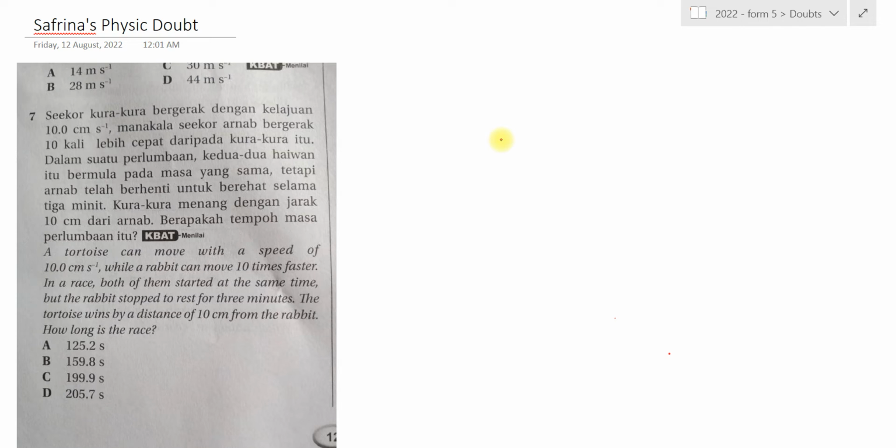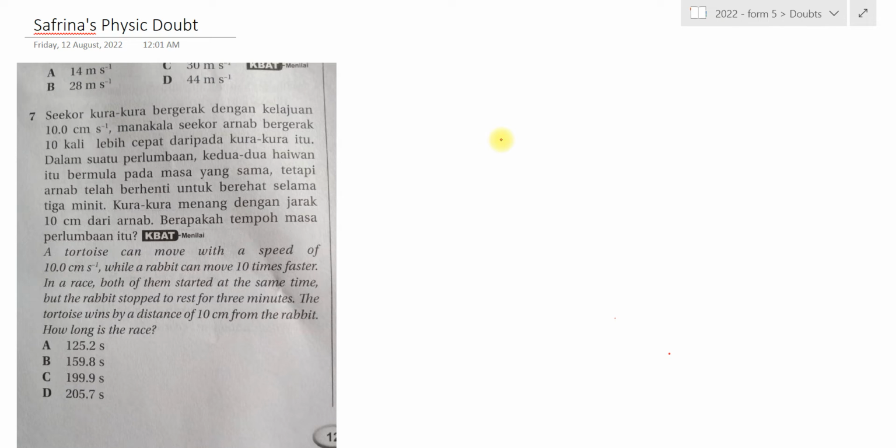A tortoise can move with a speed of 10 centimeter per second, while a rabbit can move 10 times faster. In a race, both of them started at the same time, but the rabbit stopped to rest for 3 minutes. The tortoise wins by a distance of 10 centimeter from the rabbit. How long is the race?